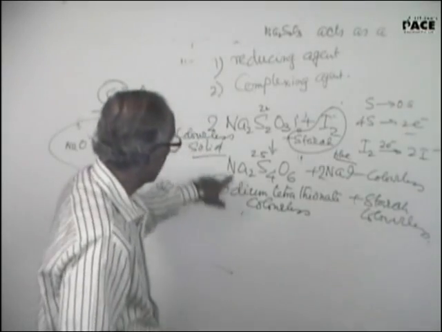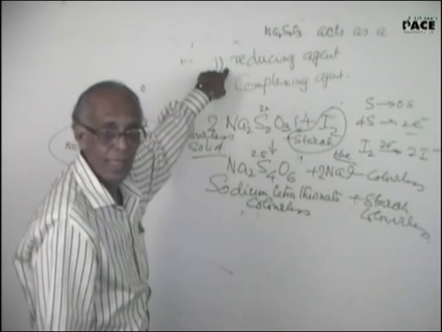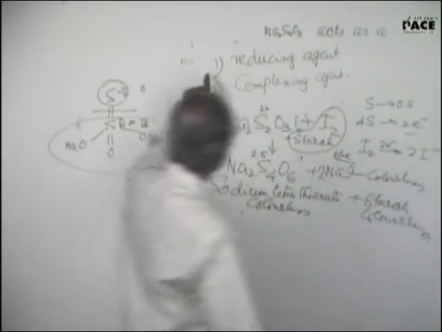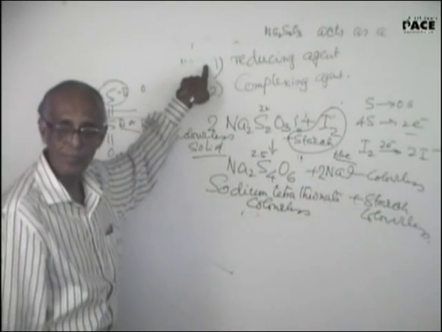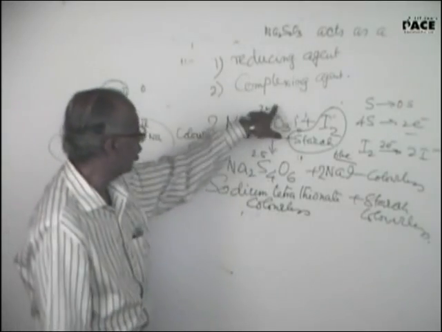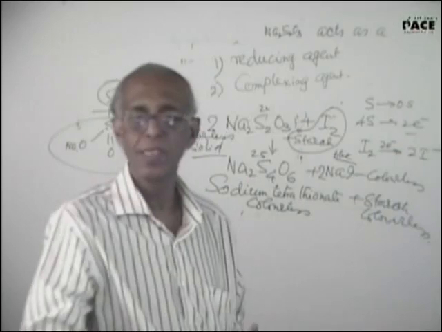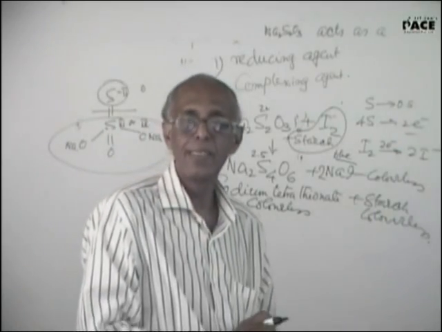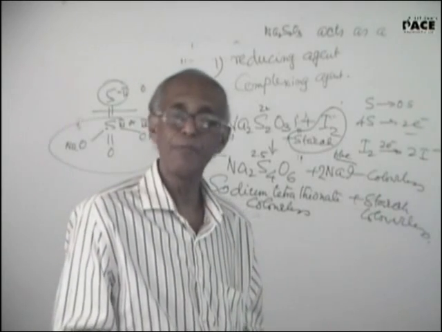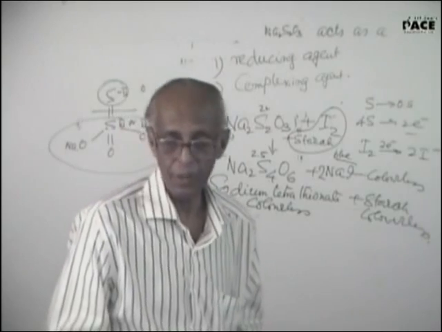So what is the role of sodium thiosulfate here? As a reducing agent. It reduces iodine to iodide. So it acts as a reducing agent. And it gets oxidized, 2 goes to 2.5. So sodium thiosulfate is oxidized. Sodium thiosulfate reduces iodine to iodide. So sodium thiosulfate is acting as a reducing agent. Okay?